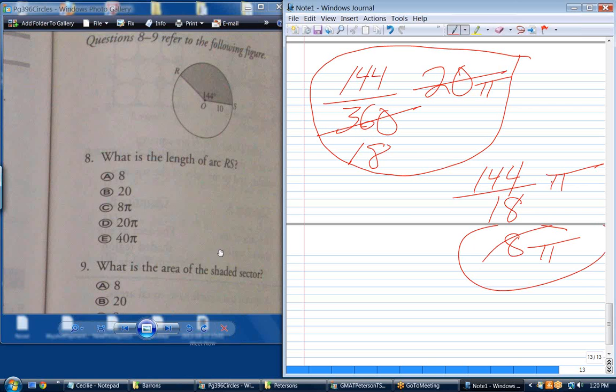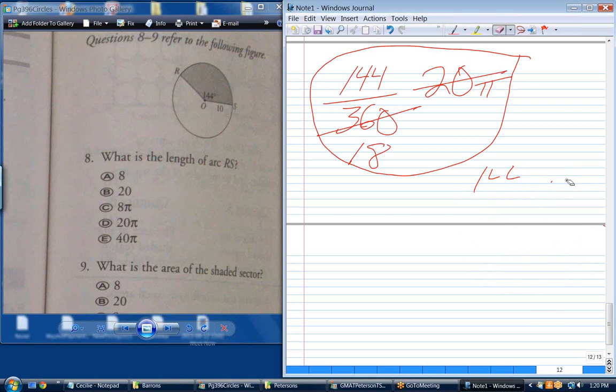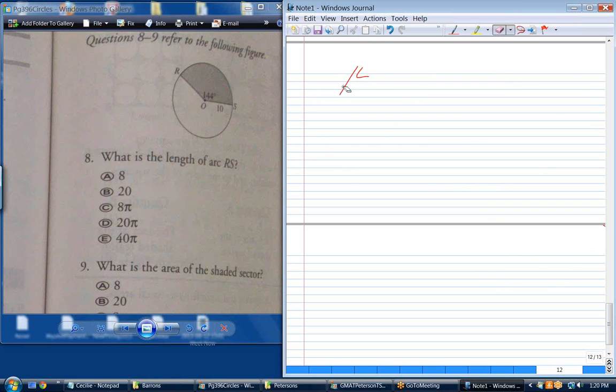Well, I got the formula down, so that was fine. Yeah, this is really a circumference problem, knowing that this is 144 over 360 of the circumference. So what's the area of the shaded region? Similar. It's 144 divided by 360 times 100 pi.